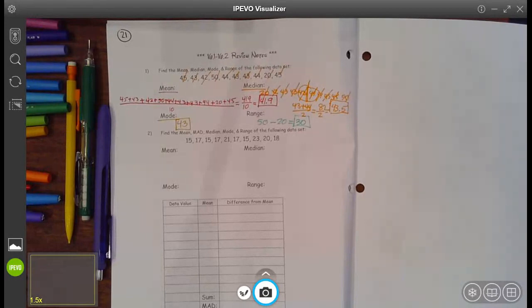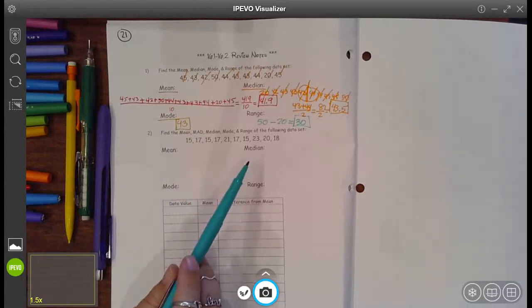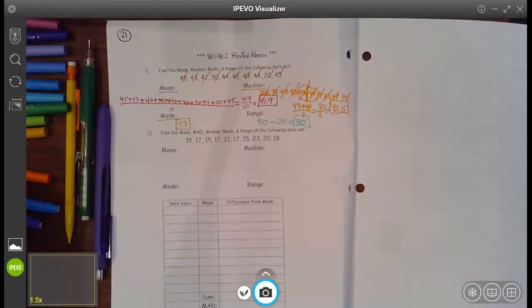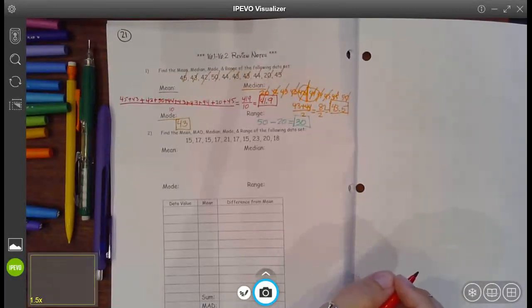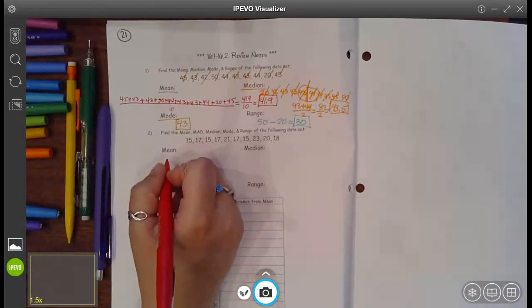If you didn't try those on your own, please try to find the mean, median, mode, and range of this data set. Okay, so hit pause, try it yourself. Okay, and then unpause it. Now you're back with us. Okay, and you're going to check.